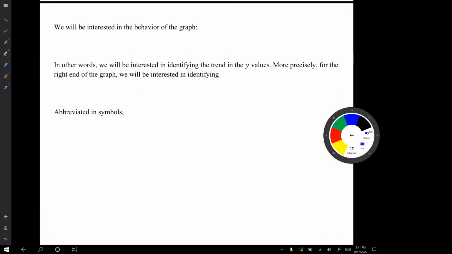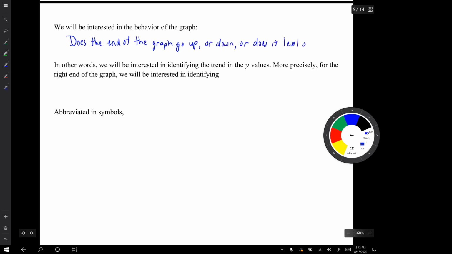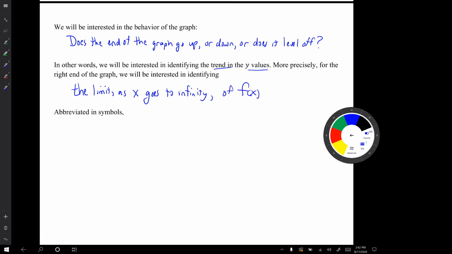we will be interested in the behavior of the graph at the ends. That is, does the end of the graph go up or down, or does it level off? In other words, we'll be interested in identifying the trend in the y values. More precisely, for the right end of the graph, we'll be interested in identifying the following. We'll be interested in identifying the limit as x goes to infinity of f of x. In symbols, we would abbreviate this.